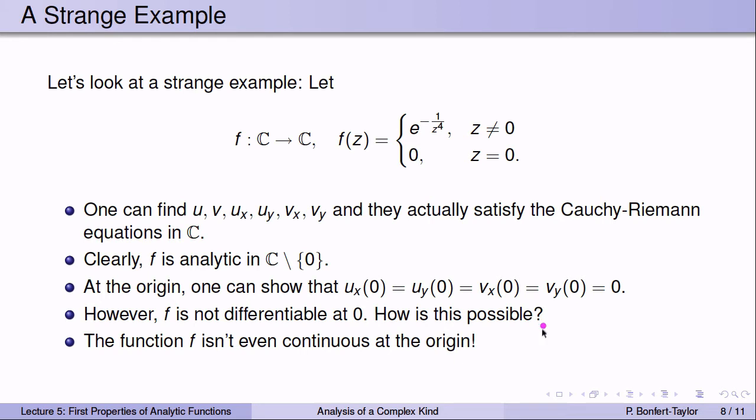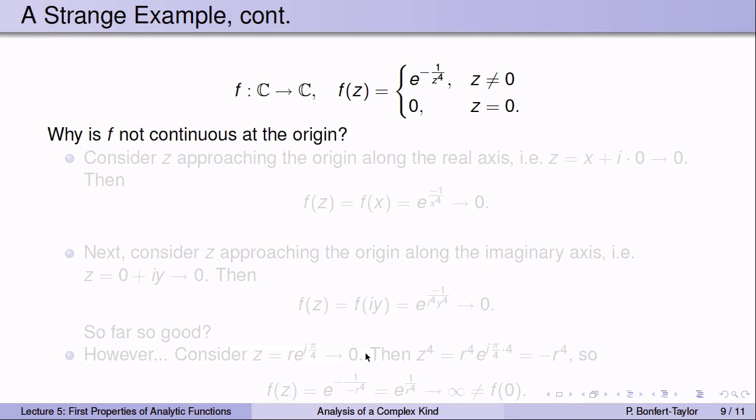So how is this possible? For now, I'm just going to show you why f is not continuous at the origin. So here's the function again. Why is it not continuous? What does continuity mean again? Continuity means that the limit of f of z, in this case as z approaches 0, should be equal to f of 0. That's what continuity would mean. The limit has to exist, and as z goes to 0, that limit has to equal f of 0.